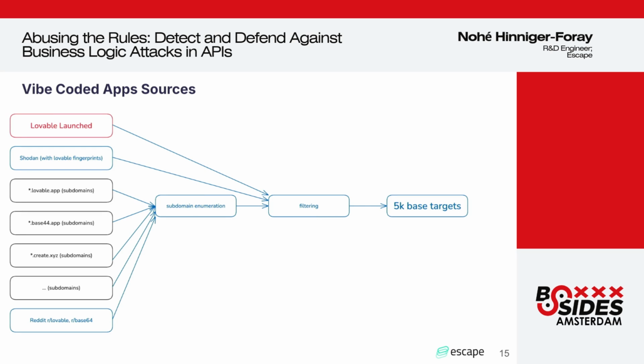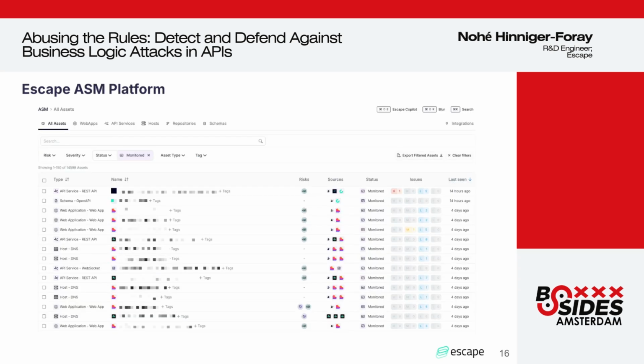We combined that with other sources. We identified some fingerprints in the JS code that those frameworks will inject into your JS code, so we are able to take that. We also enumerated the subdomains on which they deploy the applications, and other techniques. And so in the end, after filtering a bit, we get 5,000 base targets to pentest.